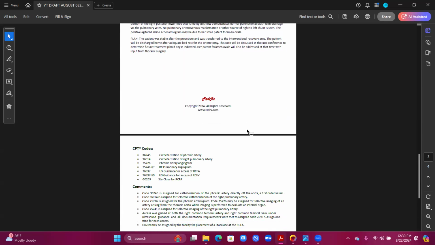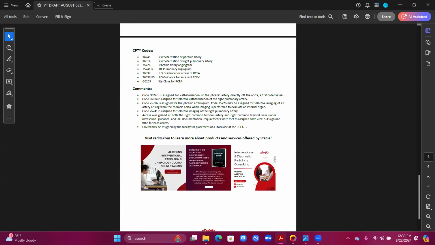So let's take a look at our codes in summary. We have our 36245 for catheterization of that phrenic artery, 36014 for catheterization of the right pulmonary artery, and then we're going to use 75726 for that phrenic arteriogram. So whenever you have a vessel that is coming directly off of the aorta, you are going to potentially use the 75726 when imaging is performed to evaluate an internal organ.